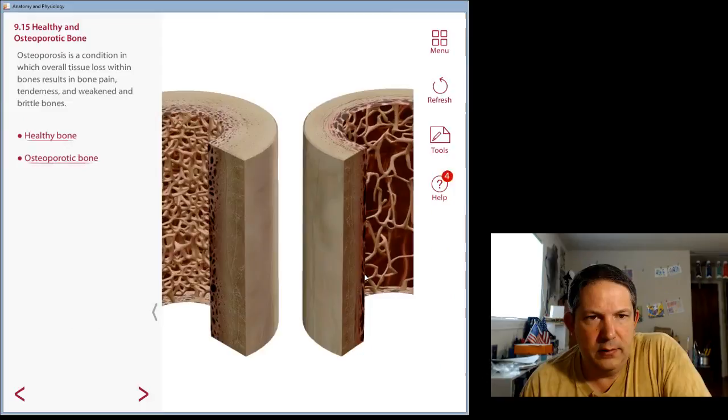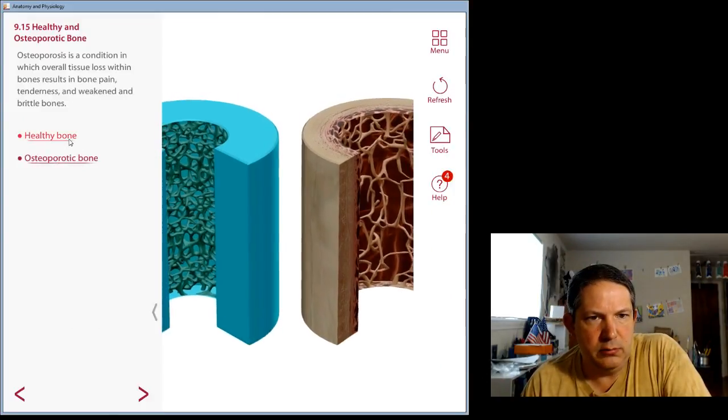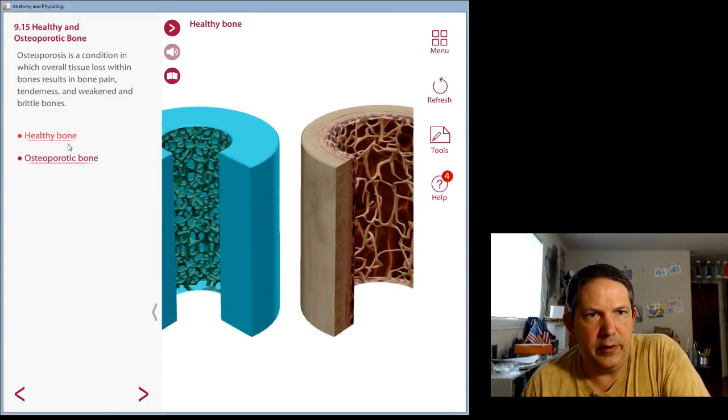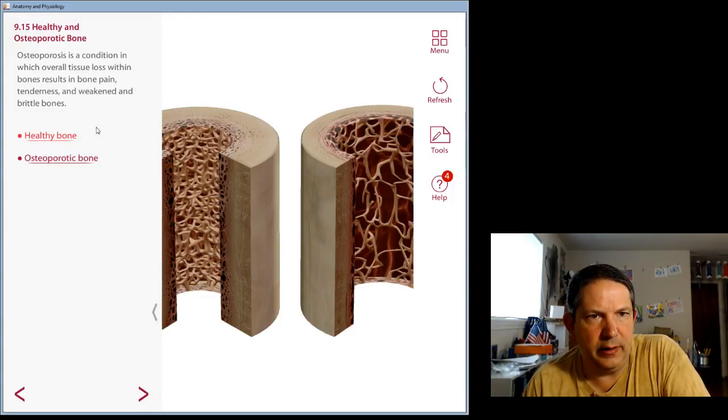So here's another example. Here's healthy bone. Is there anything they want to tell us about healthy bone?